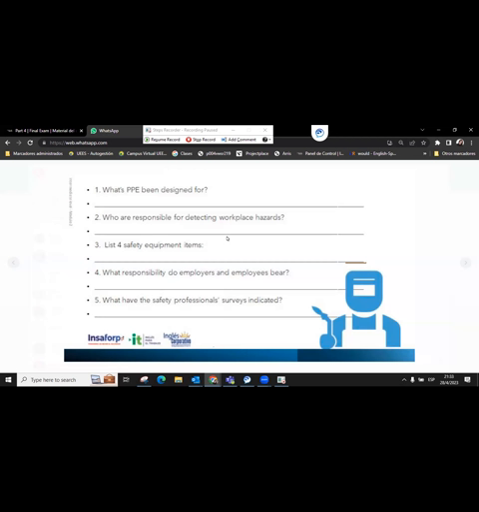Now we are going to answer the questions. About number one, what is PPE designed for? It's designed to protect workers from serious workplace hazards. This is for safety equipment items. Number two, who is responsible for detecting workplace hazards? Employers and employees.